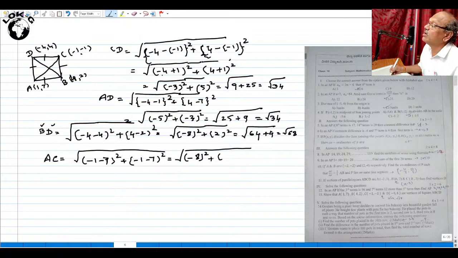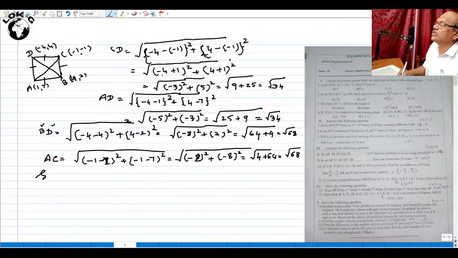But some of us will use it, some of us do not use it. Minus 1, sorry, this one is minus 1 square. Minus 1 becomes what? Sorry, minus 2 square. Minus 1 minus 7 is minus 8 square. What do you get here? Minus 2 square is 4 plus 64. Yes, we got both the diagonals are 68, right?